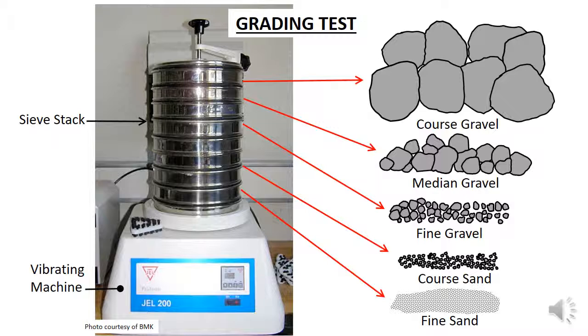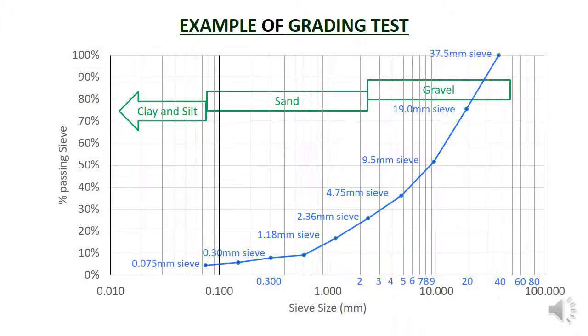The aggregate retained on each sieve is then weighed and a percentage of aggregate passing each sieve is calculated. This is what we get. There is a separate file on Moodle showing how this curve was calculated, if you're interested. However, for this course you only need to be able to understand what the graph shows.